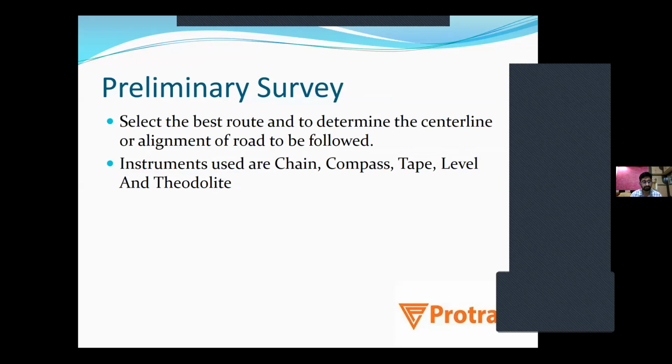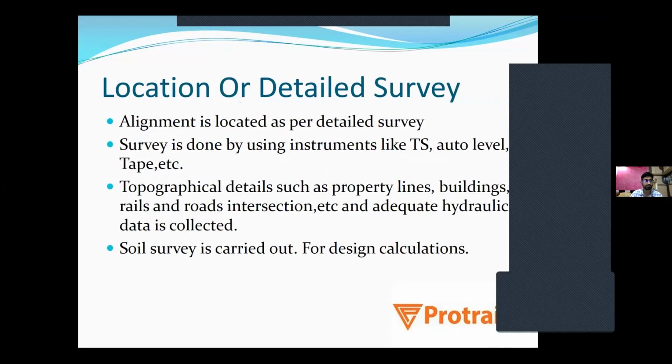And after that, after determining the alignment, instruments such as chains, compass, tape, level, etc. and theodolites are used to calculate the route distance and also levels. Nowadays, total station is also used, as it can be used as an alternative to all these devices.